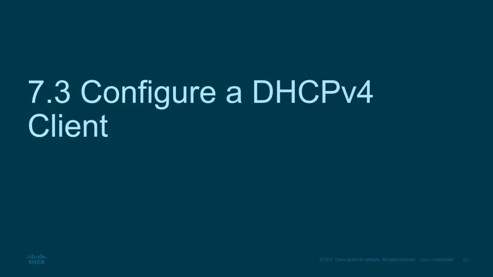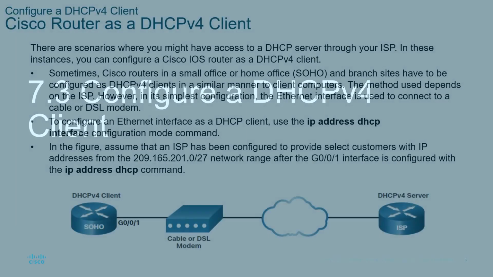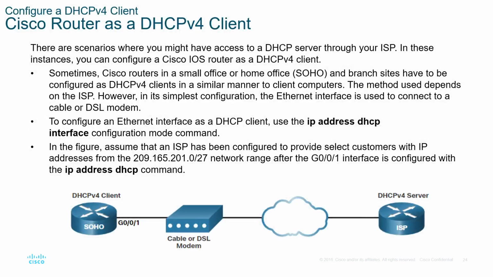All right, let's talk about how we configure the DHCPv4 client. Now, there are scenarios where we might have to access the DHCP server through the ISP. In these instances, we can configure a Cisco IOS router as a DHCP client. So remember that so far we configured our Cisco router to be a DHCPv4 server. In this case, we're studying the fact that the Cisco router can also be a client, so we can obtain DHCPv4 information from the ISP.